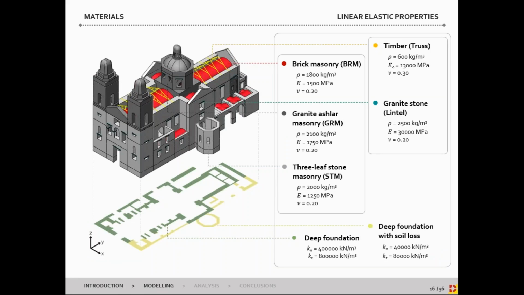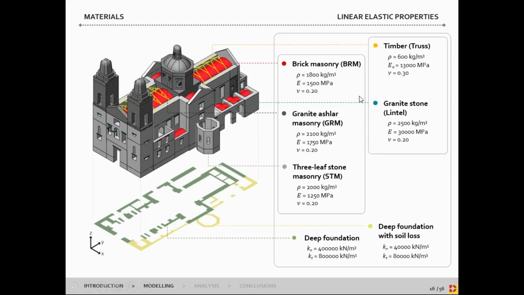Now we get to the second phase. Different materials were identified according to the inspection works: brick masonry for the walls, granite ashlar masonry for the thinner walls, and 3-leaf masonry walls for the main thick elements. In addition, auxiliary granite stone were considered for lintels, and the roof structure was characterized as timber. Initially, the mechanical properties were estimated based on literature, such as the Italian code, or based on experimental tests for similar materials or cases.